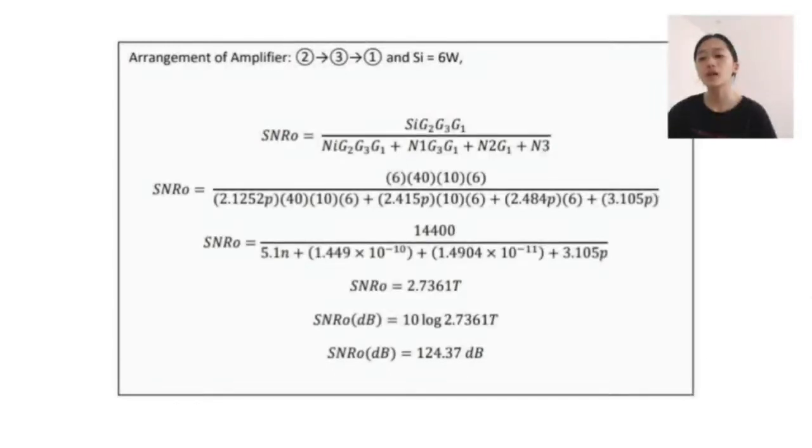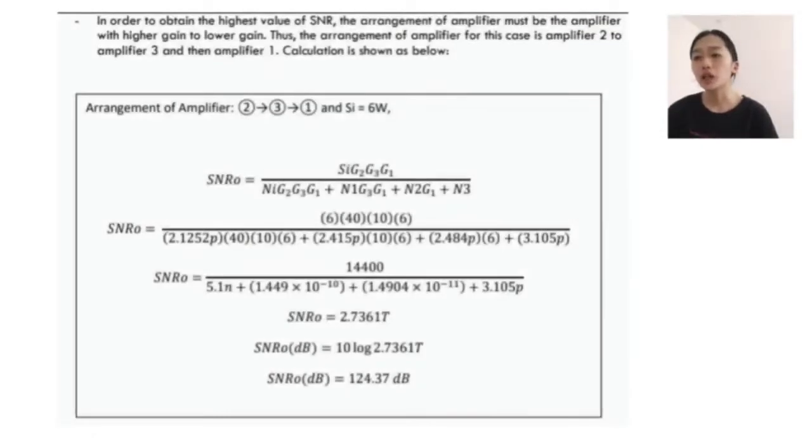2.7361 tera. And then we need to convert the output into decibel. And finally we got 124.37 decibel. Okay. In order to obtain the highest value of SNR, we must arrange the amplifiers from the highest gain to the lowest gain.